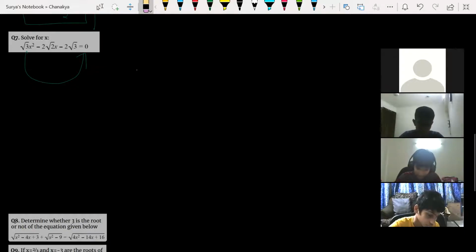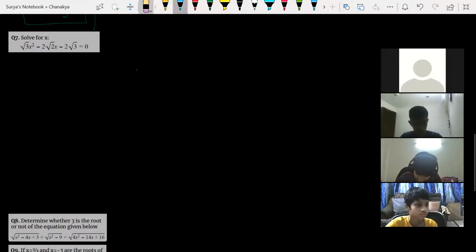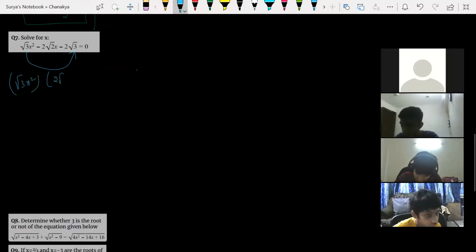Shall we? Very simple question. Look at this here. First and last term should be multiplied here. What I'm going to get here? Root 3x square into 2 root 3.